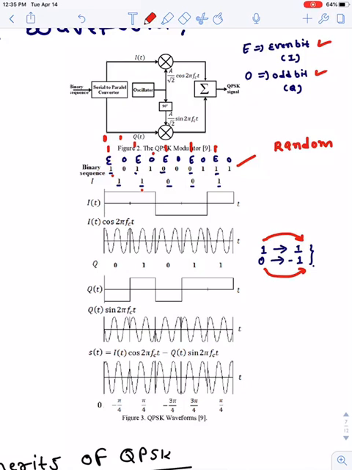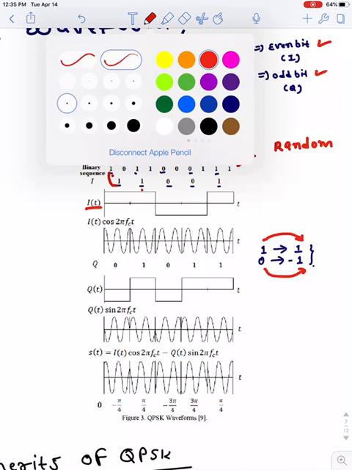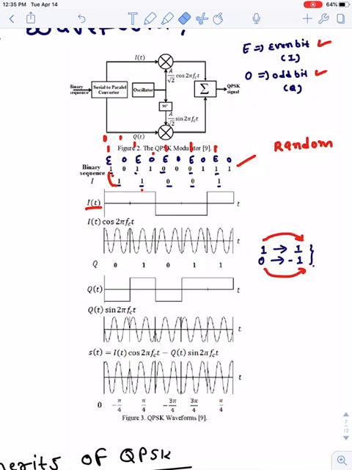Now why is this splitting important? Because this even bit is considered as I of t. To keep the even bits in step, each even bit corresponds to this bit. To make this in step, we expand this duration of TB to 2TB. It means we can stretch the first even bit for a 2TB time period. Then the next even bit is this one, 1, which we can also stretch for a 2TB time period.